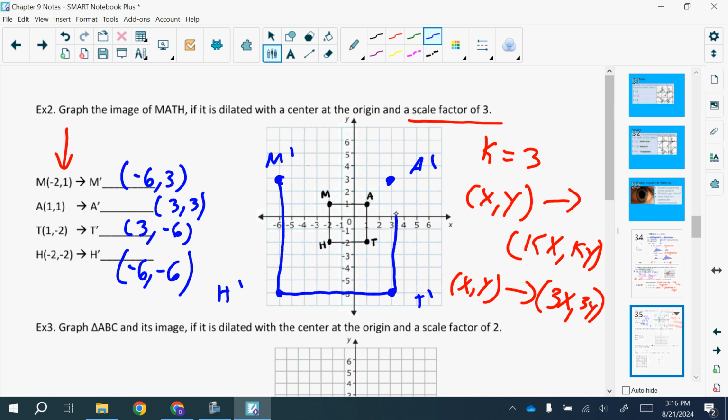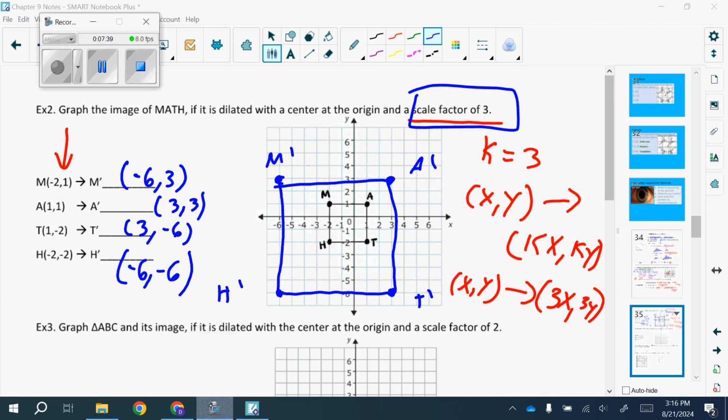I'm going to try to connect the dots. It's not the most straight, but it is also the same shape, which appears to be a square, but it is 3 times as large because of the scale factor. And that pretty much sums it up. That is dilation around the origin.